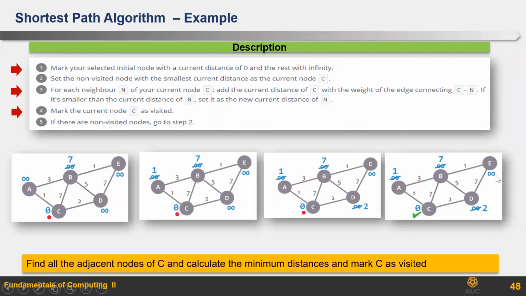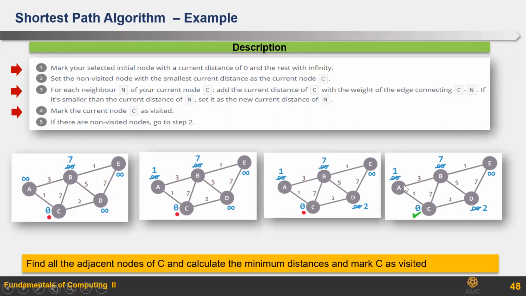مين اصغر واحده في الديستانسز؟ ال1. يبقى انا كده خلصت نود سي وهزور نود A.